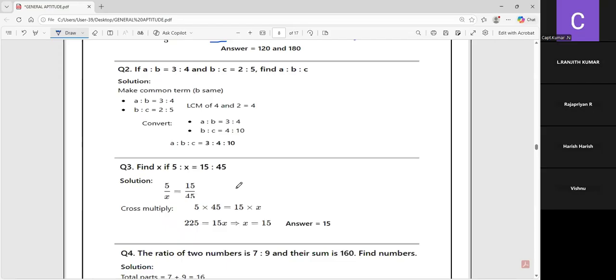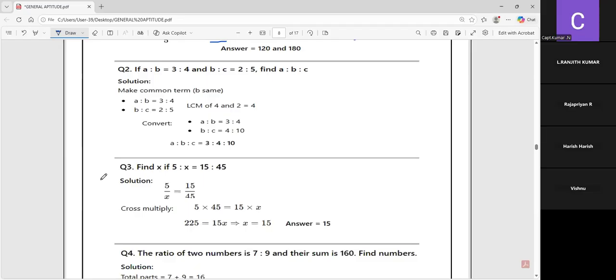This is okay. Second one: A is to B and B is to C, find the ratio of A is to B is to C. Simple one. A is to B, how much is it? 3:4. B is to C is 2:5. We are going to take the LCM and substitute to indicate the ratio. B is 4, so 4 is to 5. So 3 is to 4 is to 10. Sorry, 3 is to 4.